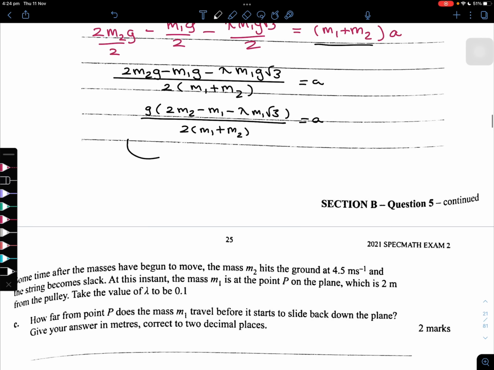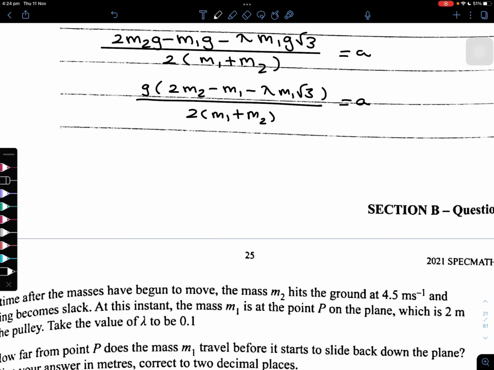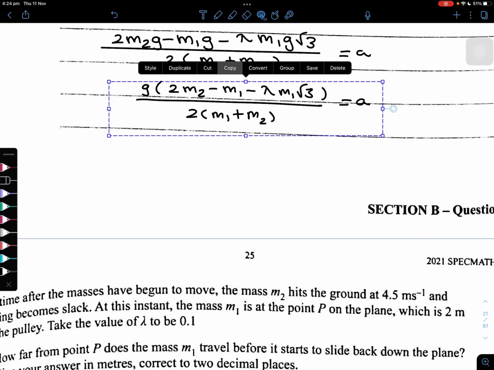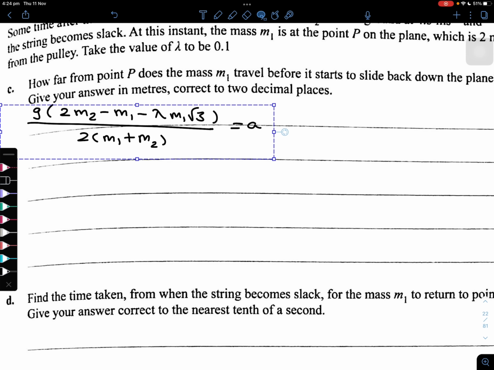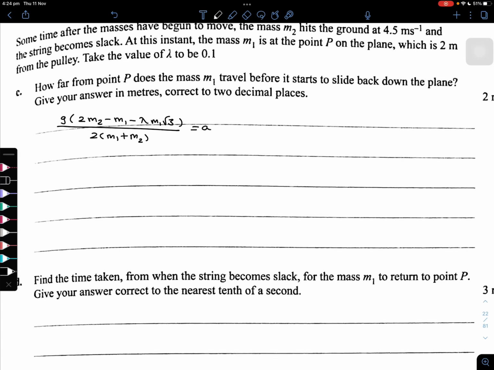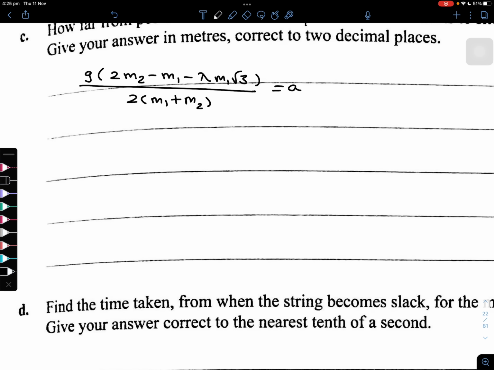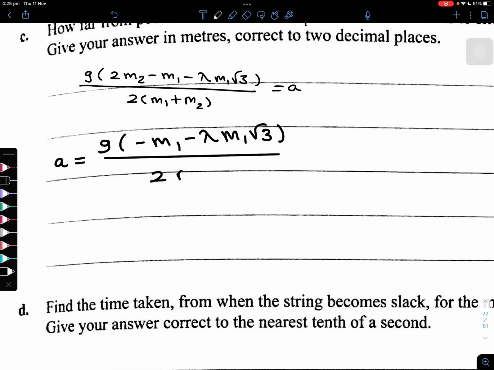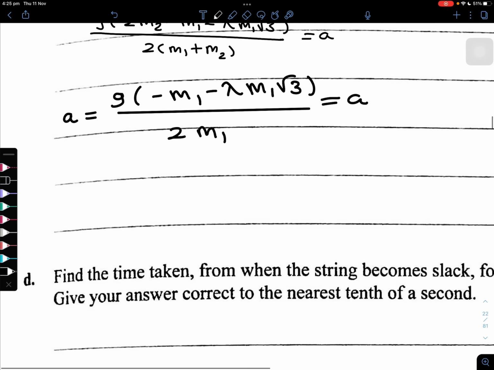So using this formula here, right? Remember, before it was all one system. So once m2 hits the ground, m2's mass isn't affecting the acceleration of m1 anymore. So we can take m2's mass to be 0. So using this acceleration formula here, wherever we see an m2, we can put a 0, and that's going to leave us with acceleration equal to negative m1, take lambda m1 root 3, on 2 m1, is equal to a.